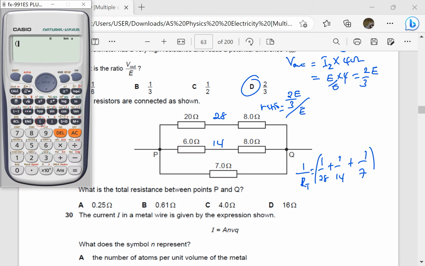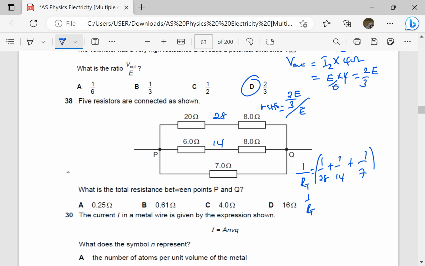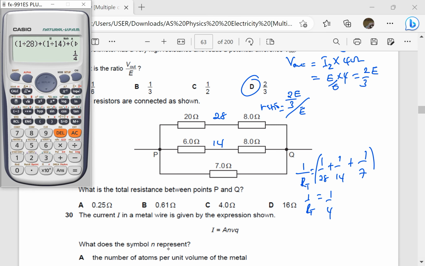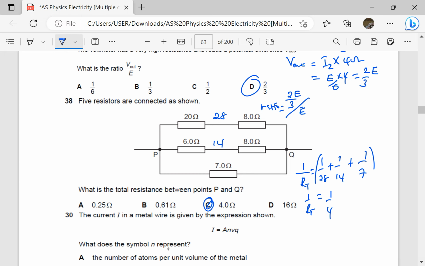So I'll just put this in the calculator. 1 divided by 28 plus 1 divided by 14 plus 1 divided by 7. Then I get that 1 over R total is equal to 1 over 4. Then I get the reciprocal. So R total is going to be equal to 4. So our answer is C.